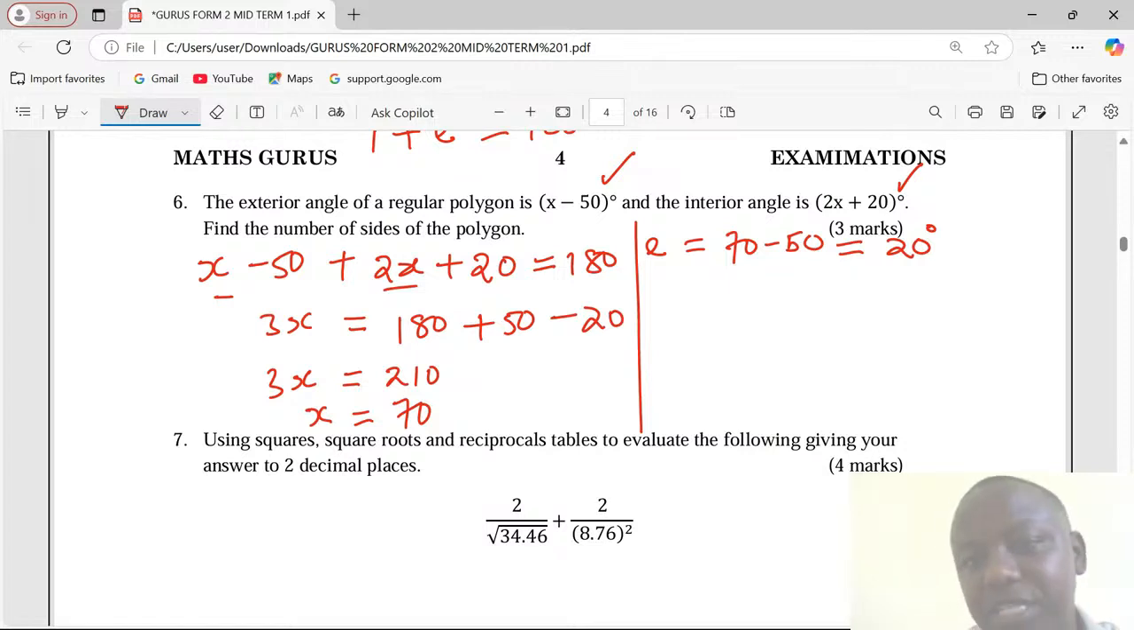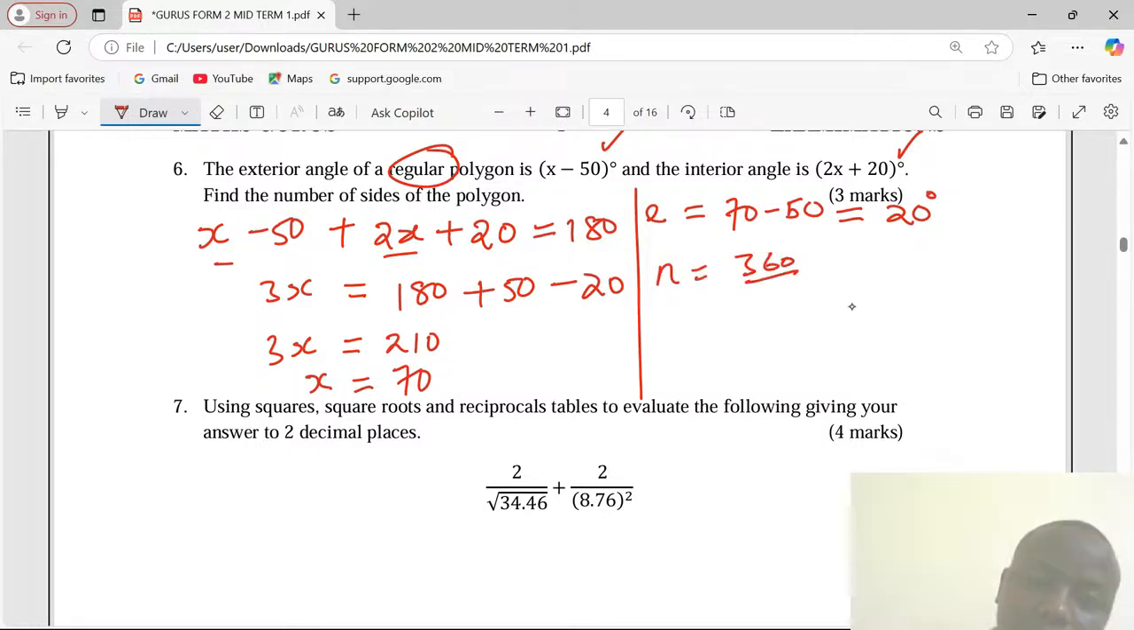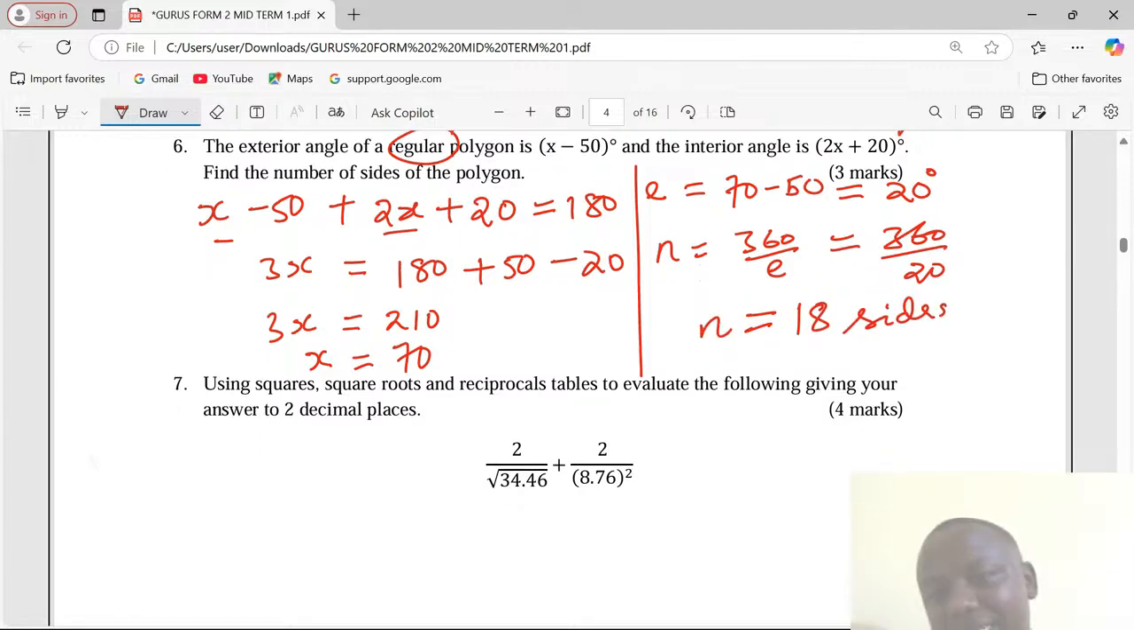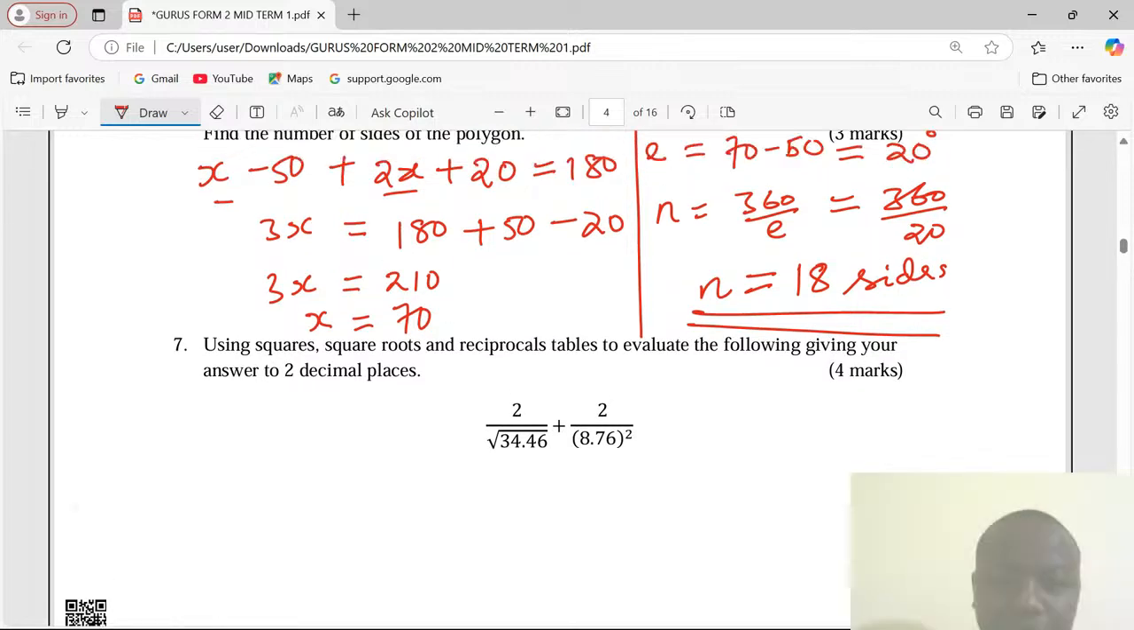Now, the exterior angle being 20 degrees, we are supposed to know that in a regular polygon, and this one is regular, whereby all the angles are equal, the sum of exterior angles is usually equal to 360. Therefore, if one exterior angle is 20 and they are supposed to total to 360, then how many are they? We take 360 over 20. This will exactly give us 18 sides. n equals 18 sides.